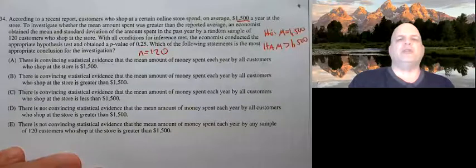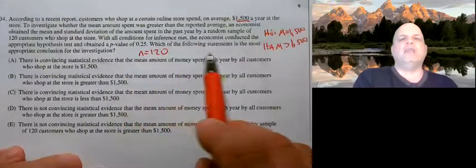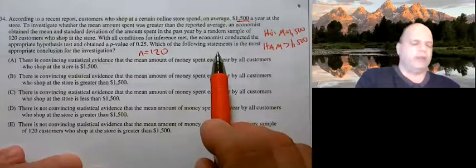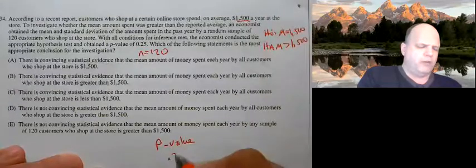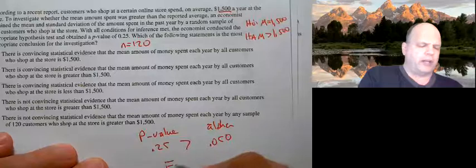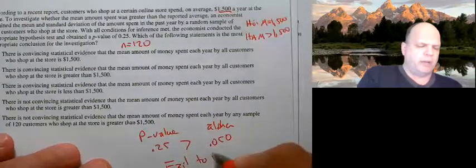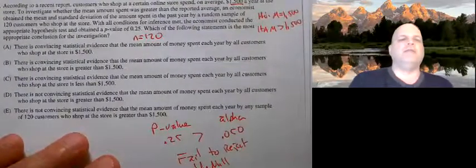With all the conditions for inference met, the economists conducted the appropriate hypothesis test and obtained a p-value of 0.25. Which statement is the most appropriate conclusion for the investigation? So we have a p-value of 0.25, and if we have an alpha of, let's just say, 0.05, this is greater than that, so we're going to fail to reject the null, which means we do not have sufficient evidence.